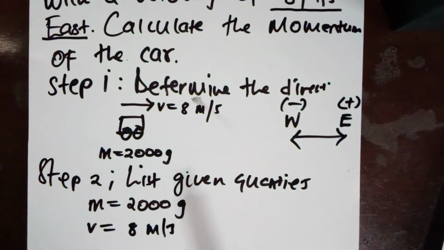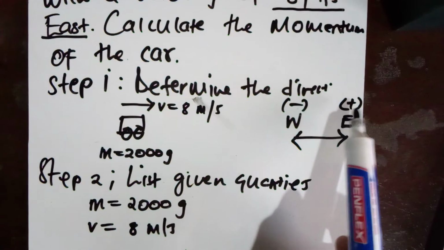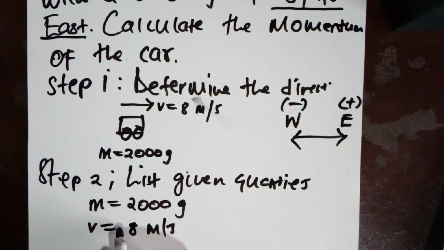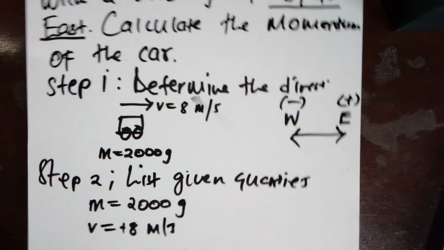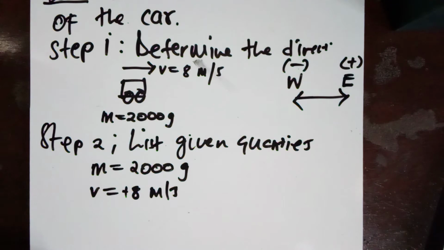Because velocity is a vector, we have to include the direction. We said it's moving east, and we said east is positive. So this will just remain positive 8 meters per second. Remember, you don't need to write that positive; I'm just writing it there for convenience.